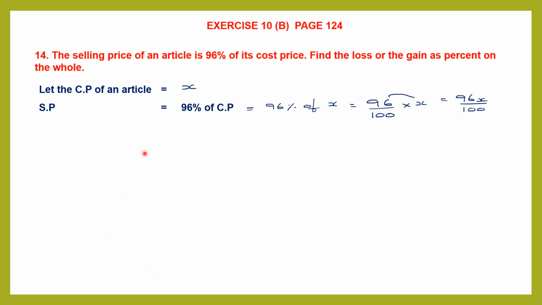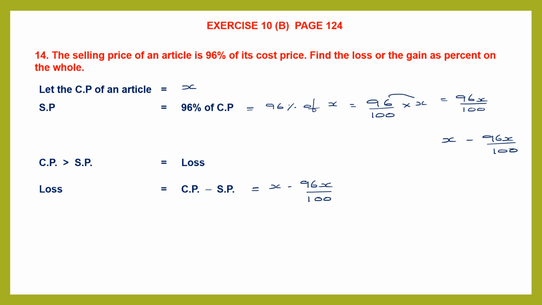Now from the question itself, here it says selling price of an article is 96% of its cost price. That means it's less than the cost price, isn't it? So in this case cost price is greater than the selling price, that means there is a loss. So let's first find out what the loss is. For that we should do cost price minus selling price. And what is the cost price? X. And what is the selling price? 96X by 100. So let's do that. Cost price is X minus the selling price, which is 96X by 100. Let's do that working. X minus 96X by 100.